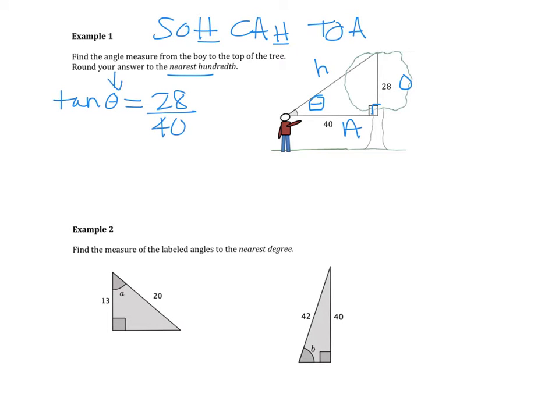Because I'm looking for the angle, which is to the left of the equal sign, I'm going to use tangent inverse. That's how we know the difference. Plug that into our calculator, 28 over 40 in the parentheses, and we're going to get the angle. So go ahead and try that in your calculator now.